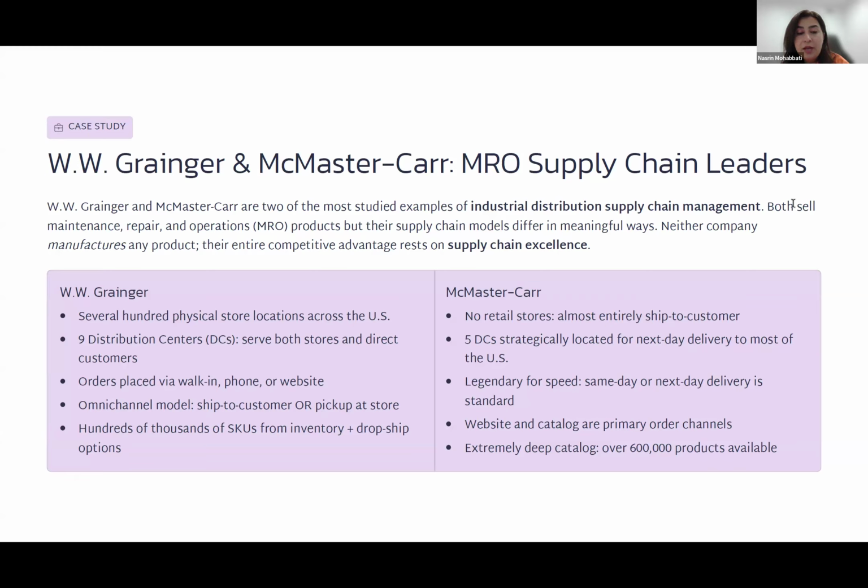Granger has omni-channel ship to customer or pick up at store, and also hundreds of thousands of SKUs, units of inventory, and so on. But McMaster does offer purchases online from their website, and also they have a very deep catalog, so many different parts and pieces available for their customers, right?